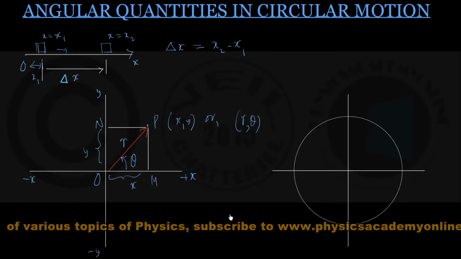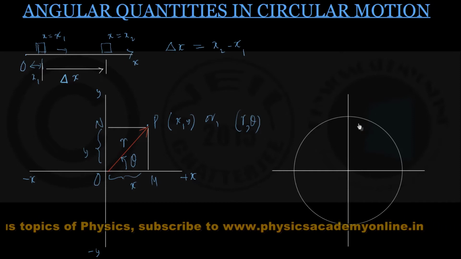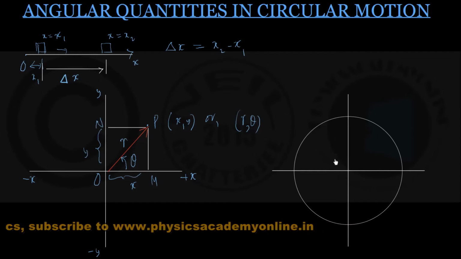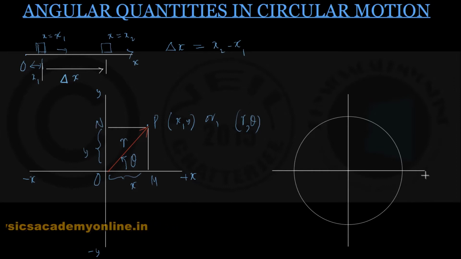So for this I have just drawn a circle, that is a circular path followed by a particle, say on the xy plane. So let me name this coordinate system. This is just like before, I can call it x axis, and this is the y axis, and that is the origin of the coordinate system. This is the Cartesian coordinate system.